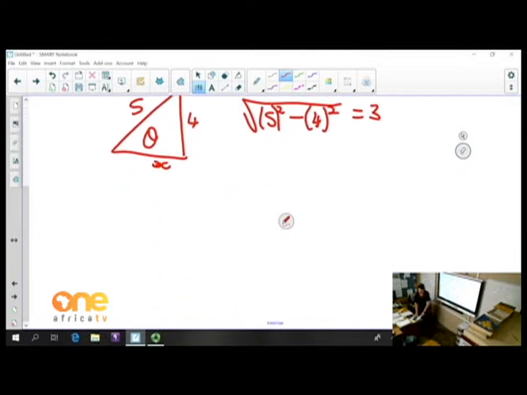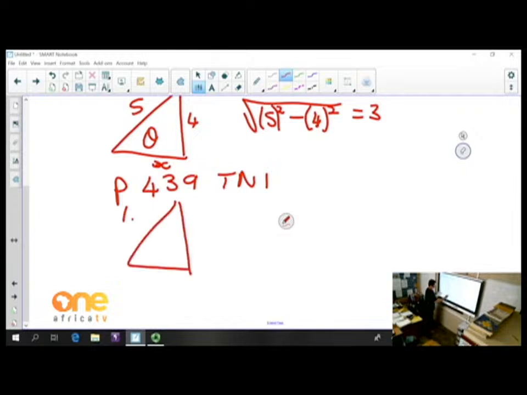So if you look now in your textbook, on page 439, that's where we get Try Now 1. We're looking at that first one there. And that exercise is absolutely about the Pythagorean formula, what you have to use there. So I'm going to draw for the first one now a sketch so that you can see.